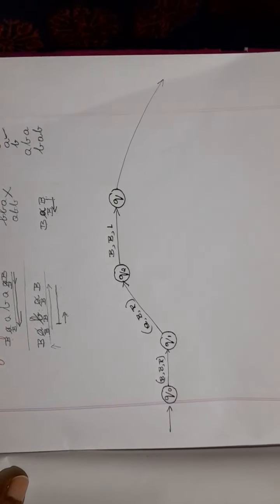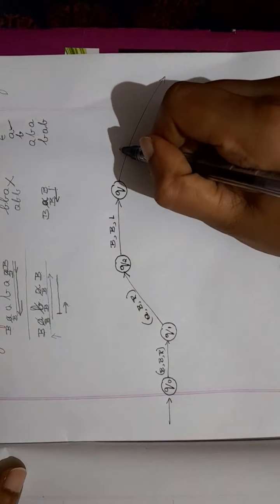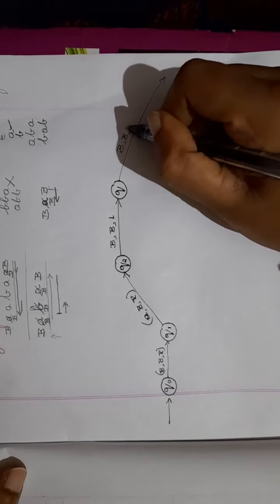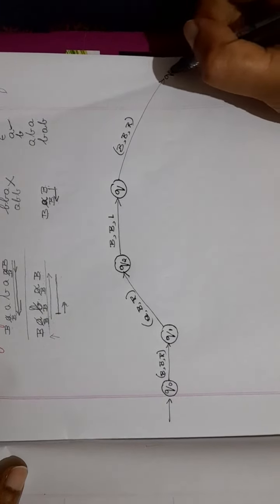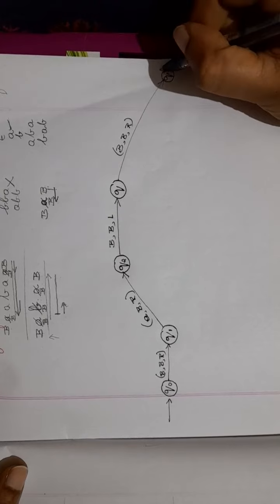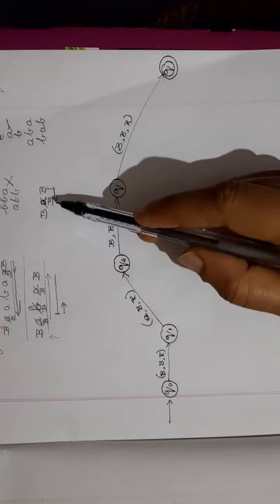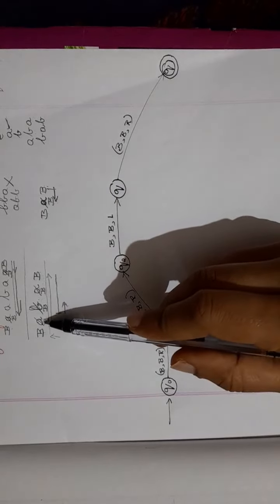So here, if I am reading B, I'll keep it as B itself and then I will move right. So this is the final state. So this is only with respect to A. Now same thing I'll check with respect to this example.